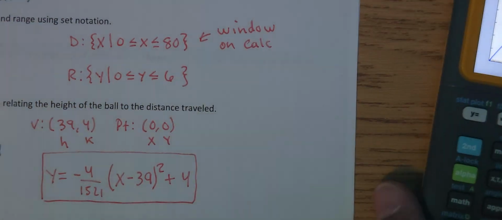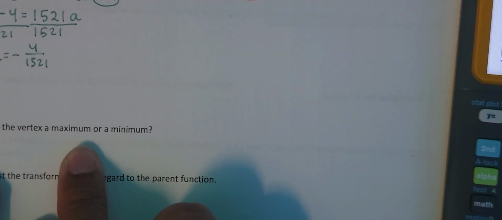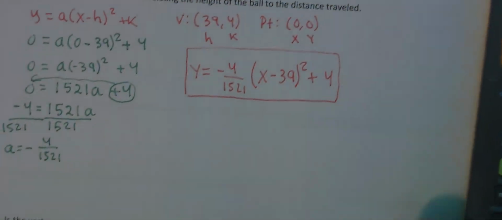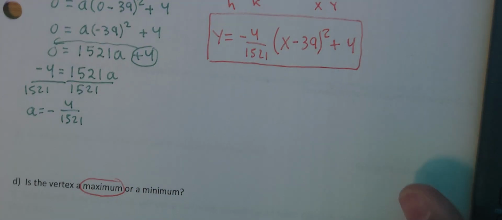All right, so let's move on to the next question. The next question is, is the vertex a max or min? Well, obviously that's the highest point, so it's a no-brainer. It's the maximum. List the transformations in regard to the parent function.